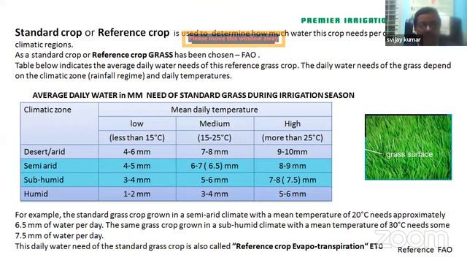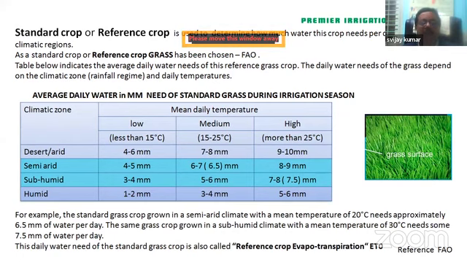So, for example, let us take a standard grass crop. If it is growing in a semi-arid climate with a mean temperature of 20 degrees Celsius, it will approximately require 6.5, because it is between 6 and 7. The average of 6 and 7 will be 6.5. But the same grass crop, if it is growing in a sub-humid climate where the evaporation will be between 7 and 8, then it will be about 7.5. So the higher the temperature, the higher will be the evapotranspiration.